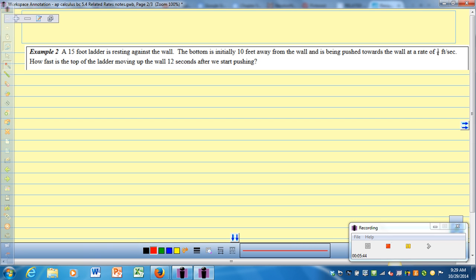So, just like with all of our application problems, we can draw pictures to help us, and I always do. And we'll write down what we know and what we are looking for. That's my ladder. It's a little bumpy. All right. So my ladder is here. And how long is the ladder? 15 feet. And I'm going to call that c, and a, b, and c for this right triangle. All right? And the bottom is initially 10 feet away from the wall.